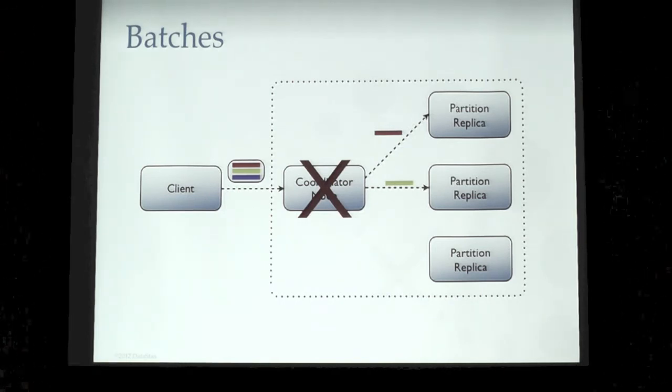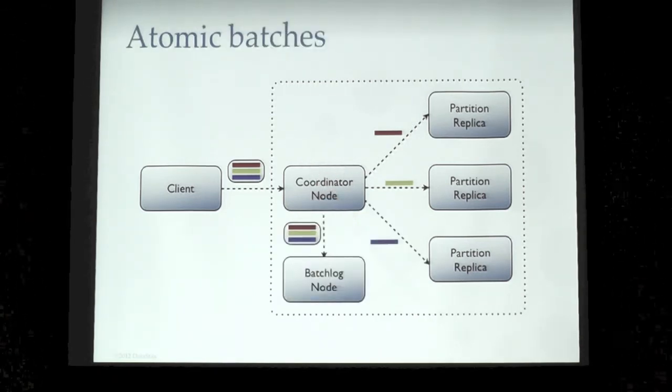So historically, we've said that it's the responsibility of the client to retry that write to a different coordinator and let a new coordinator finish that batch. But that's not really fair to the client. This is something that the server should be responsible for completing. So what we've done in 1.2 is we've added the concept of a commit log for batches.